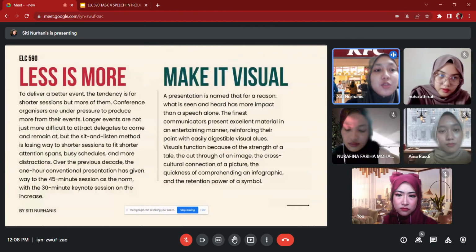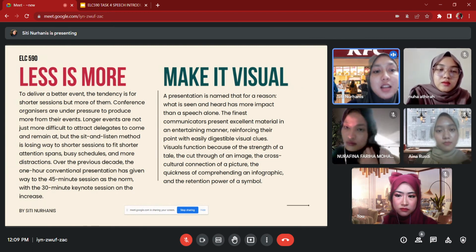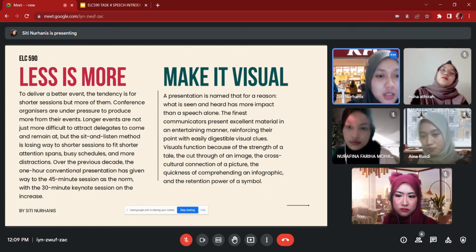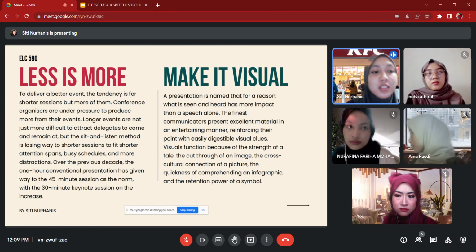Less is more is to deliver a better event. The tendency is for shorter sessions but more of them. Conference organizers are under pressure to produce more from their events. Longer events are not just more difficult to attract delegates to come and remain at, but the sit and listen method is giving way to shorter sessions to fit shorter attention spans, busy schedules, and more distractions.